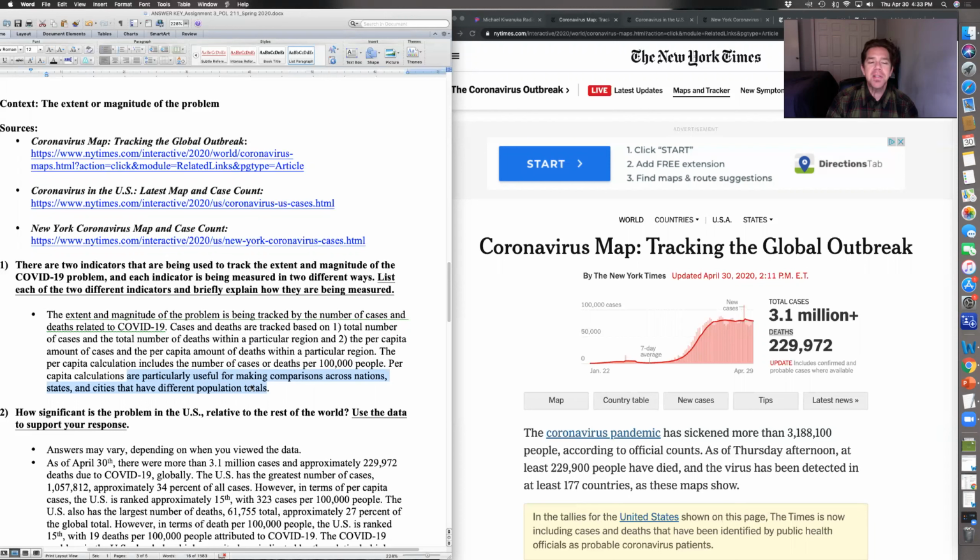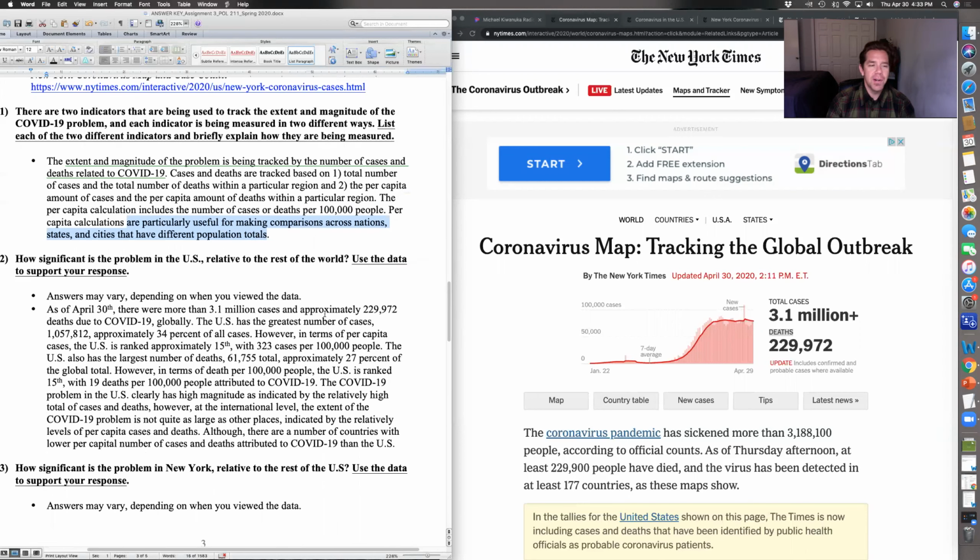And this can help us to think about the magnitude of a problem within a region, right? What is the magnitude? How many people have it here? How many cases per 100,000 people here versus per 100,000 people somewhere else, right? And this allows us to make those comparisons, that per capita measure, right?